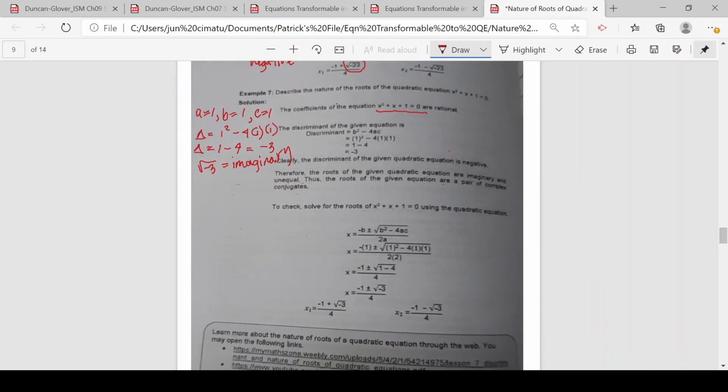So, ito yung example. So, ano ang A niya? A is 1. B is 1. C is 1. Pag kinuha natin yung discriminant, B square, 1 square, minus 4, A 1, C 1 din. So, anong value? 1 minus 4. Yan ang discriminant. So, negative 3. Ano ang square root ng negative 3? Ito ay imaginary. Pag imaginary yan, wala kang real roots.